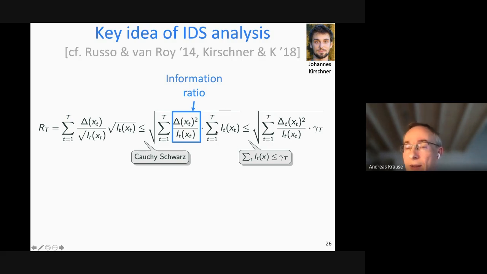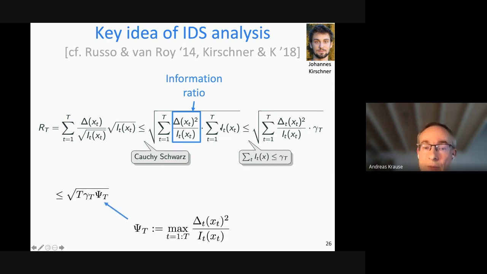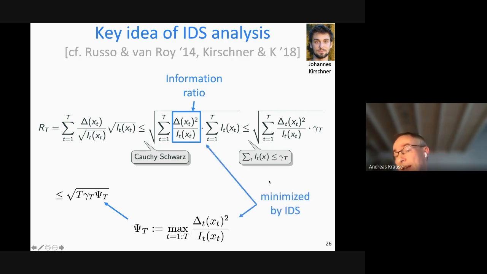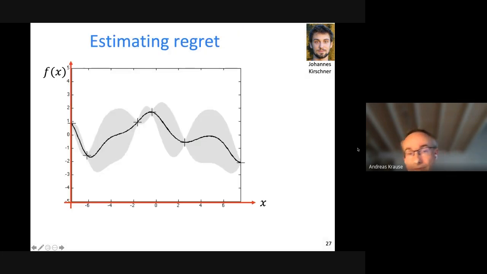And now what we can do is we can upper bound this maximal information that we can obtain. And that's a common technique used in analyzing Bayesian optimization. And so what we're left with is this information ratio here, psi t, as well as the bound on the maximum information that we can obtain. Okay, and now this ratio is exactly what the algorithm tries to minimize. As long as you can minimize this ratio, you can immediately get a regret bound for an algorithm.